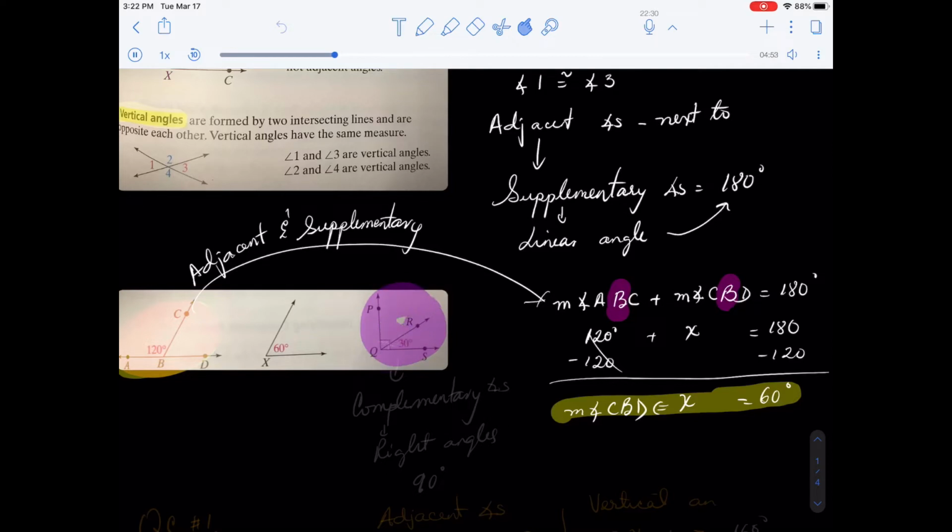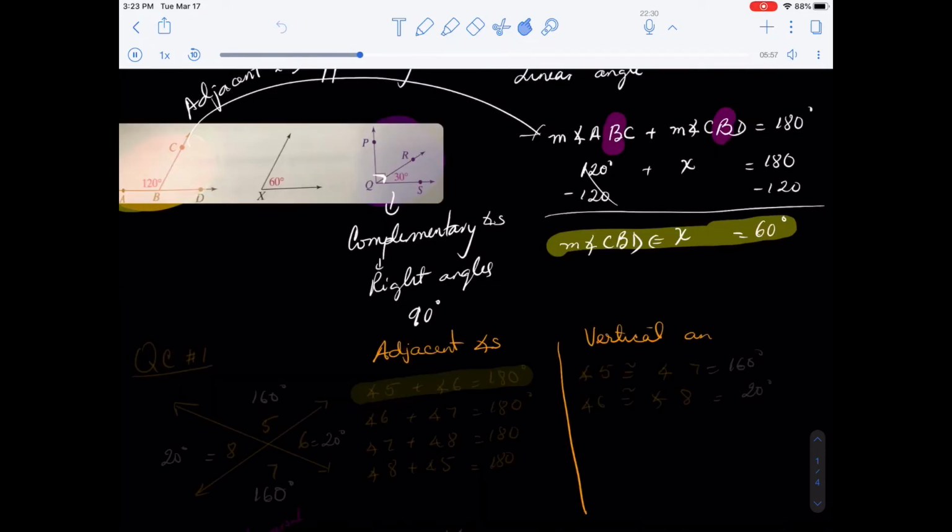Also, when you hear this piece of information right here, it is what we call complementary. Complementary angles. You also hear the word right angle. They add up to 90.